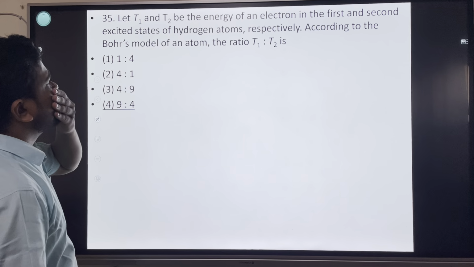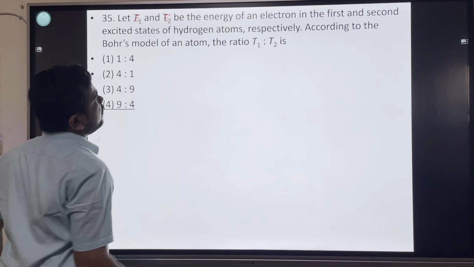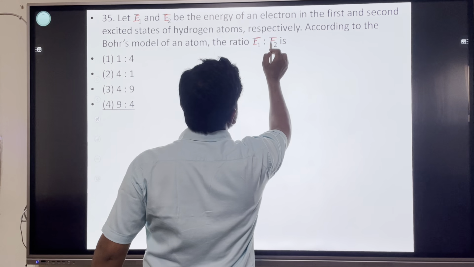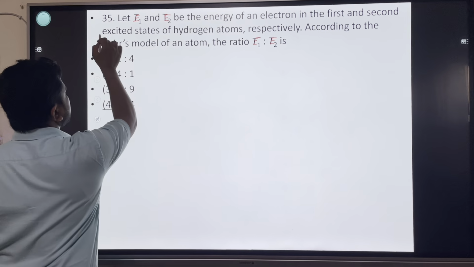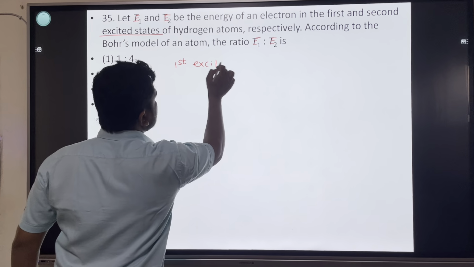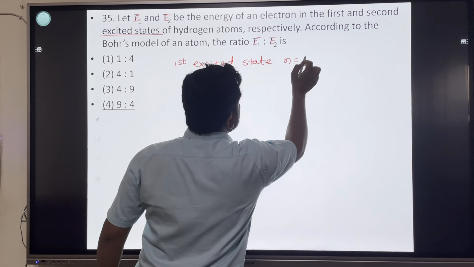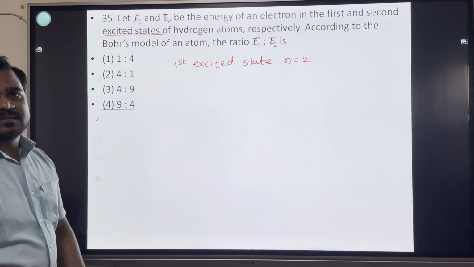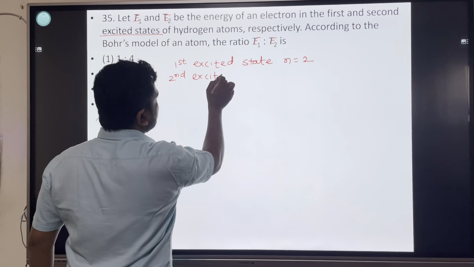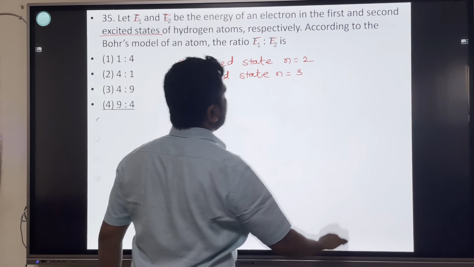Let E1 and E2 be the energy of electron in first and second excited state. First excited state means n is equal to 2, second orbit. And second excited state is n is equal to 3.